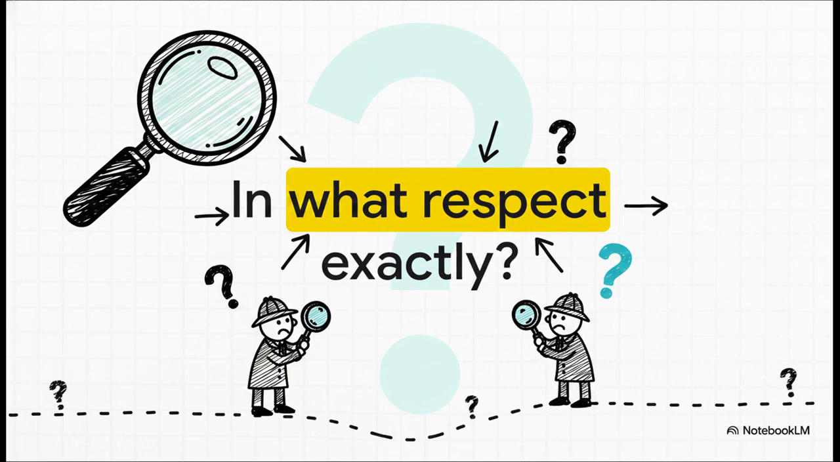As language detectives, our absolute best magnifying glass is the question, in what respect? Whenever you encounter a sentence that feels vague, just stop and ask, in what respect? Or what exactly is being referred to? The word that answers that specific question? That's your Tanyeez. This is going to be our recurring auditory motif today. Keep this question in your back pocket.